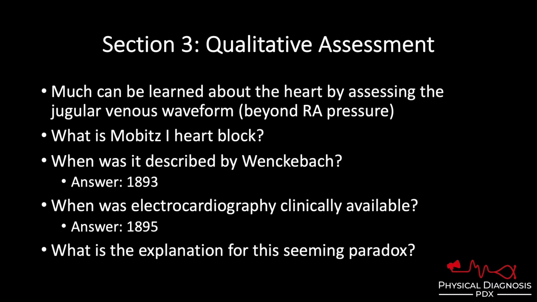And you would be right if you described it that way. But what if I told you that Wenckebach described Mobitz 1 several years before the EKG was available to him? How did he do it? Now, this is a talk on the jugular venous pulse, and if you're thinking that he must have used the neck veins, you'd be absolutely right. The question is, how did he use them? Hopefully at the end of this component of the talk, it'll become clear how he used the neck veins to accomplish this.